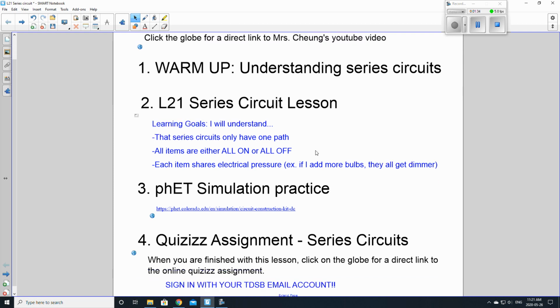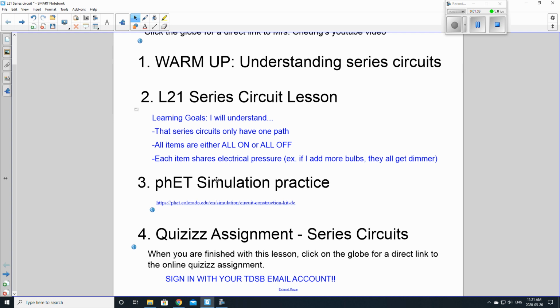We're going to go through our lesson together, and then I'll do a PhET simulation practice. I've gotten some good feedback, and students seem to like the simulation. I find it really good, especially for this one, just to see how each light bulb gets dimmer as we add more. Finally, after you review everything and feel pretty comfortable, please click right over here for a direct link to the online quizzes assignment on series circuits. A reminder again to sign in with your TDSB email account.